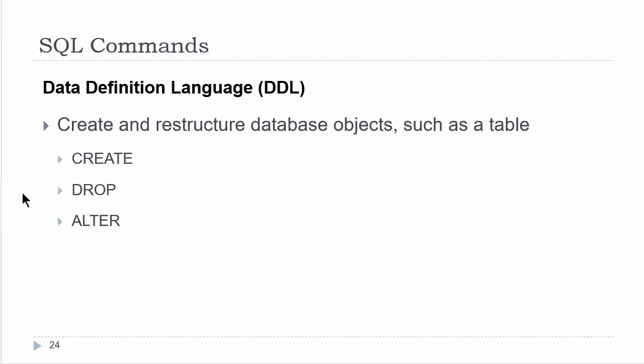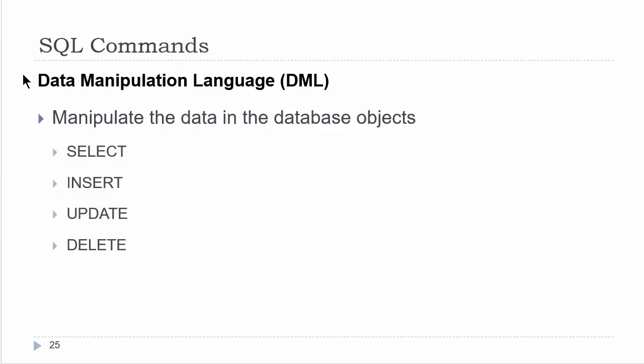There are many SQL commands, and they can be organized under different headings. We have one heading, data definition language, and these are commands that create and restructure database objects, such as a table. We have the ability to create a table, to drop a table, which means delete, and to alter a table. We also have what is called data manipulation language, and this is where we are going to be focusing the most in this class. This is how we manipulate the data, query the database in order to produce a non-persistent table. We have select, insert, update, and delete statements.